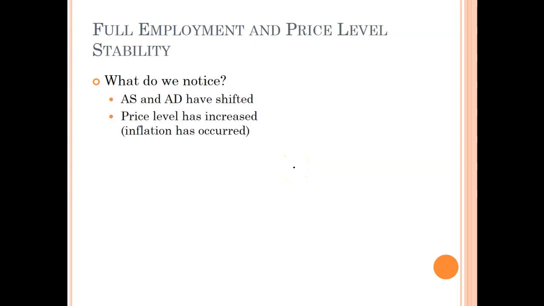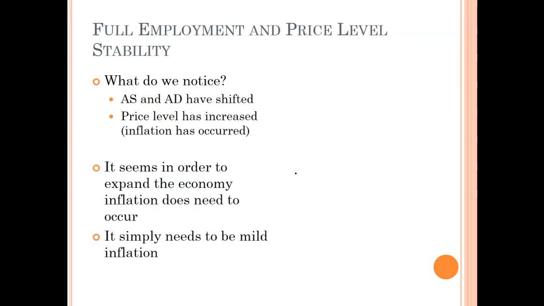So what do we notice after all this? Well, the aggregate supply and the aggregate demand can and have both shifted. In order to expand the economy, and expansion is going to be a change in real GDP, we're talking about economic growth here. The typical approach is that we need to increase the aggregate demand. But if we increase aggregate demand, inflation occurs. That's why mild inflation is typically seen to be okay to have, because it shows a healthy economy. Now, too much is an issue.